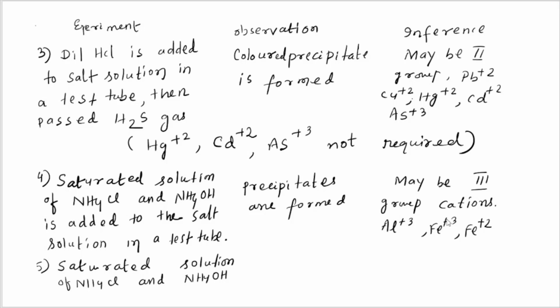Then if it is no, that means there is no second group, so what happens? No colored precipitate, no precipitate is formed. That indicates that after passing H2S gas, no precipitate is obtained and no color either. So that means the second group is absent, and you will go to the third group.